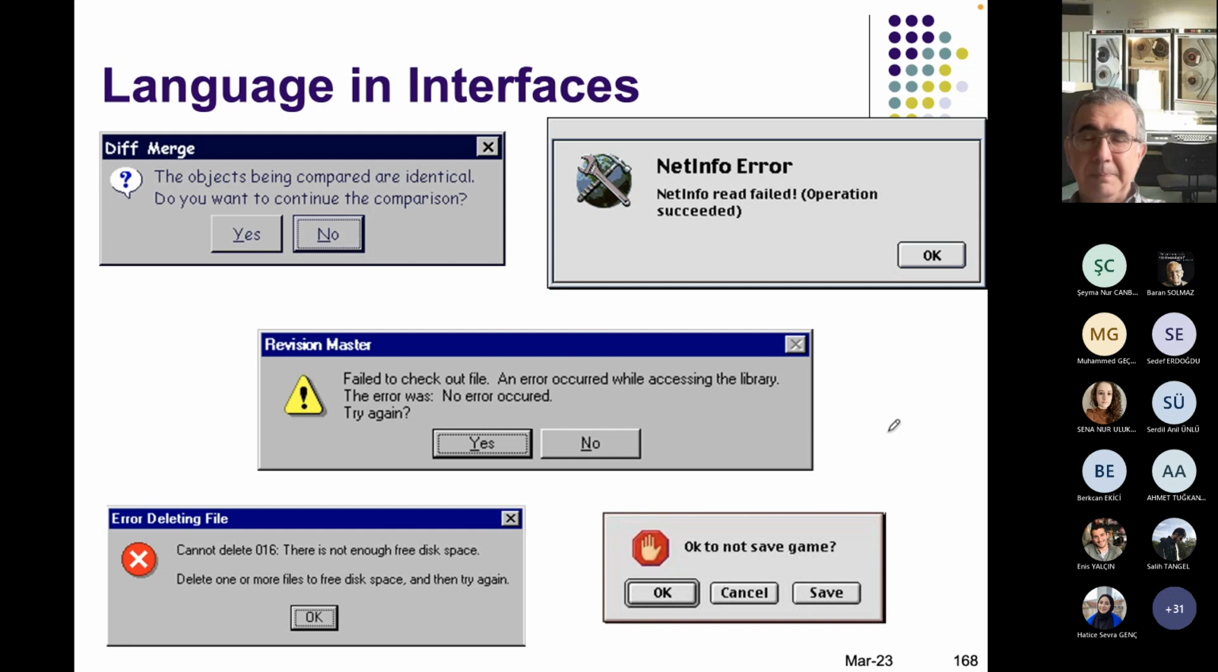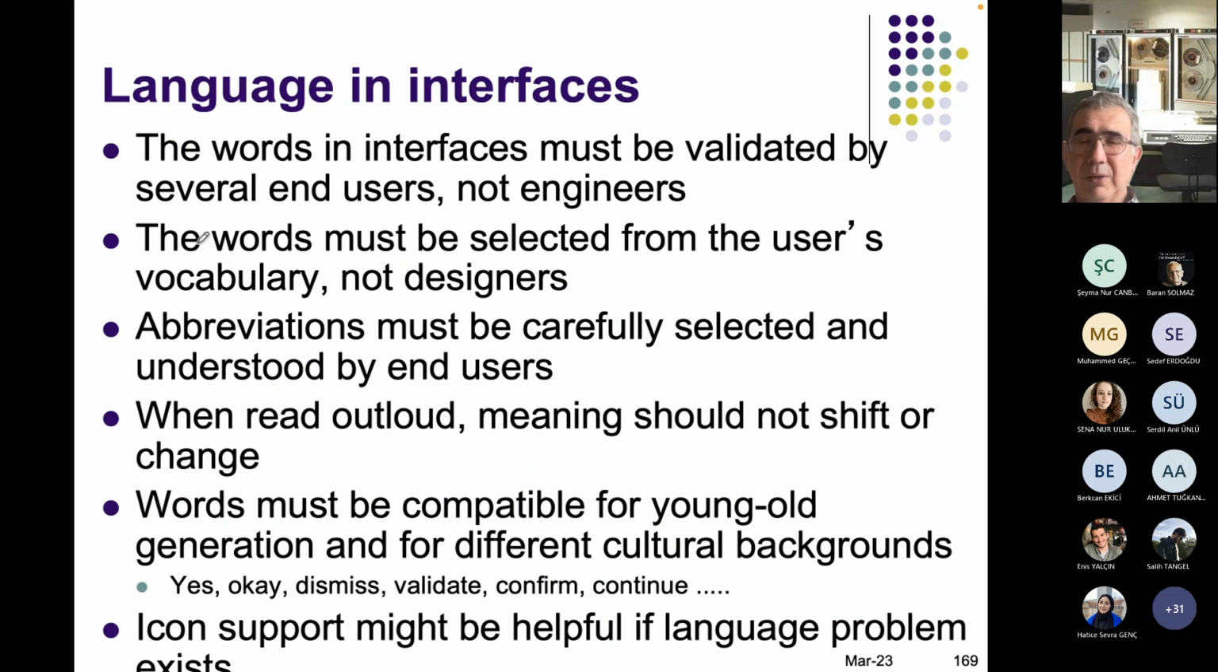Use of language and foreign language is interesting. When you have language problems, users cannot understand the interface, such as: I like this one. Okay, not to save game. Okay, cancel save. So you don't understand. The objects being compared are identical. Do you want to continue the comparison? These kinds of logical language errors are very hard to overcome.